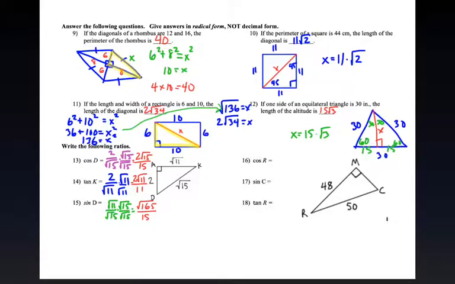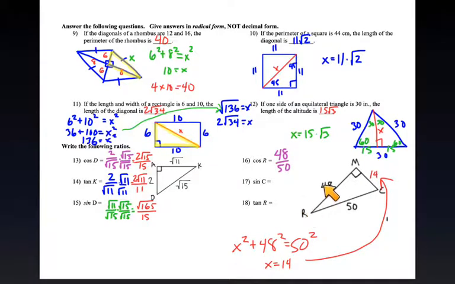On this guy over here, to do sine, cosine, and tangent, I'm probably going to need to figure out what this side is over here. So let's go do it. Let's call it an x and use the Pythagorean theorem. 50 is the hypotenuse. When you solve, you will get 14, or at least you better get 14. So the cosine of R, from the perspective of R, 48 is adjacent, 50 is the hypotenuse. That should reduce, and does, down to 24 over 25.